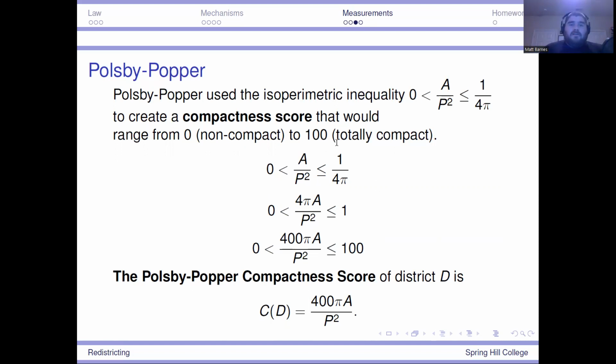And then 100 would be totally compact. That would represent an actual circle, right? Where this is our district. It's just a circle, as compact as we can get, as close together as we can get everything.